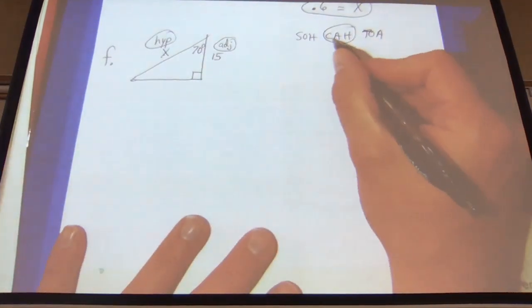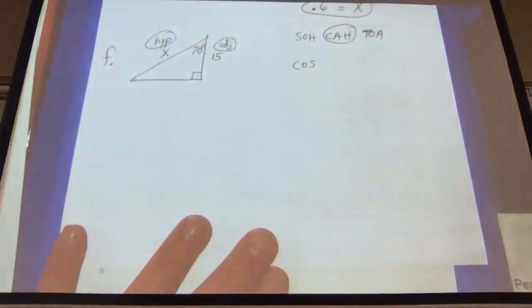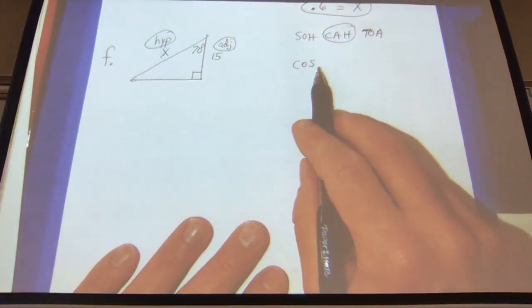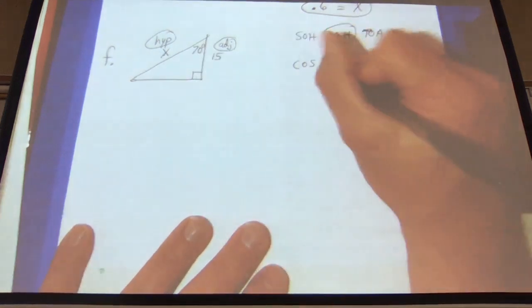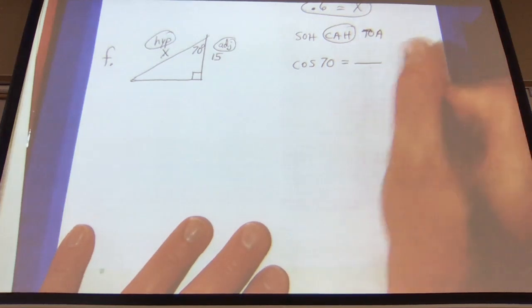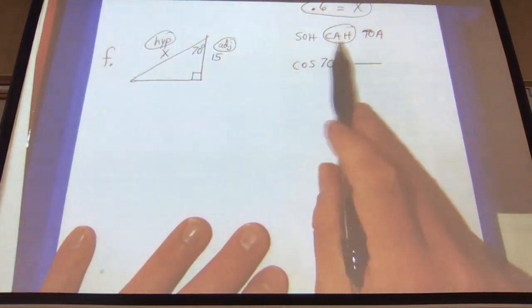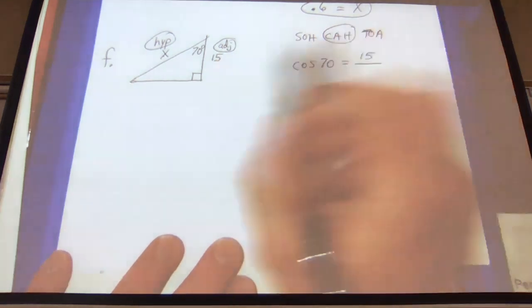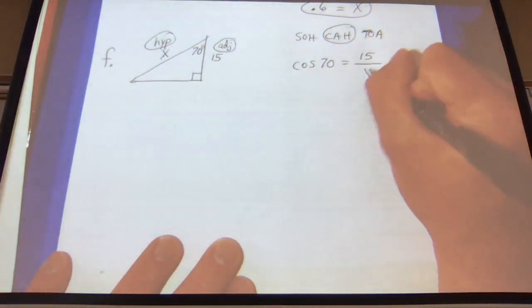And now we can put together our equation. Cosine is abbreviated COS. What always goes right behind the cosine? The angle. We're using a 70-degree angle. And then our fraction is going to be the adjacent over the hypotenuse. The adjacent side is 15. The hypotenuse is x.